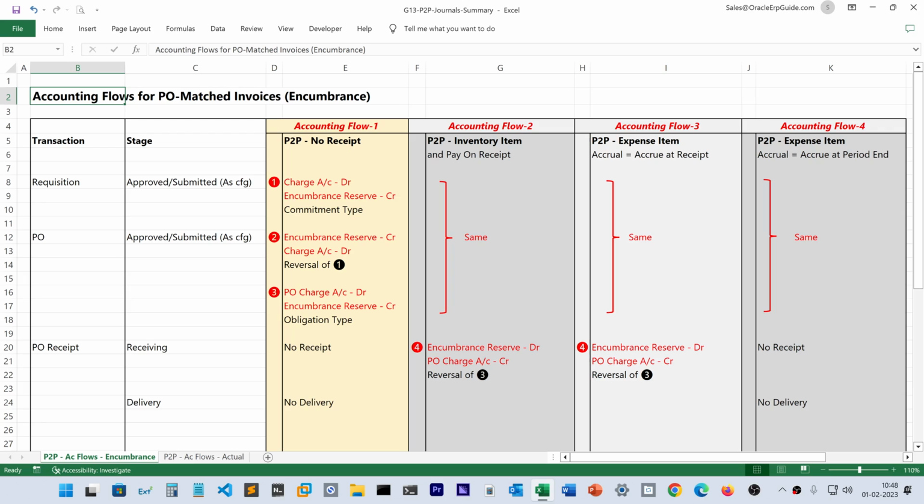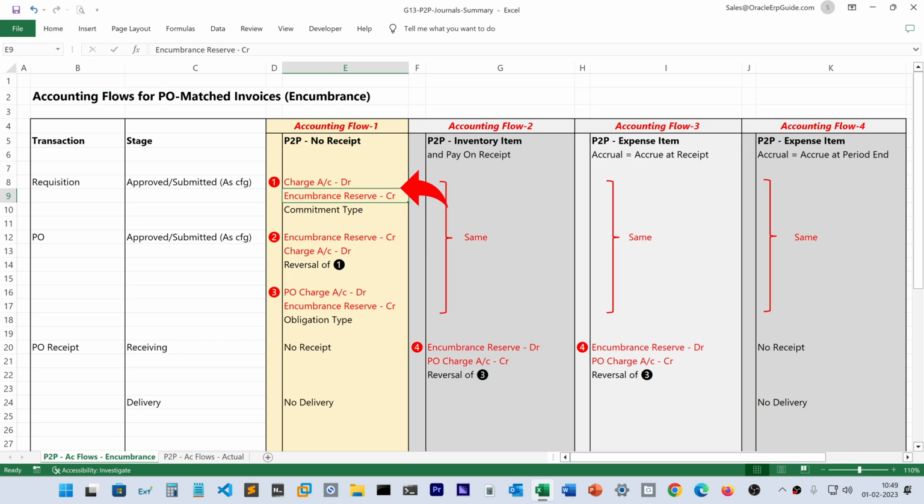Let us start with the requisition. The first point of the transaction is the requisition. The moment a requisition is approved or submitted, depending upon how we have configured it. Suppose we have configured it in a way that when we approve the requisition, it triggers the encumbrance. In that case, the accounting that will happen with balance type equal to E, as the PO charge account will get debited and the encumbrance reserve account will get credited.